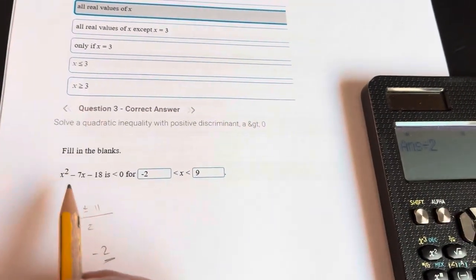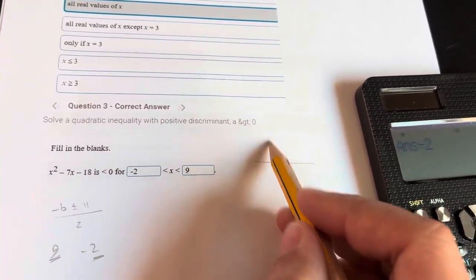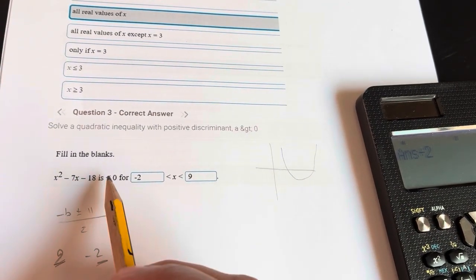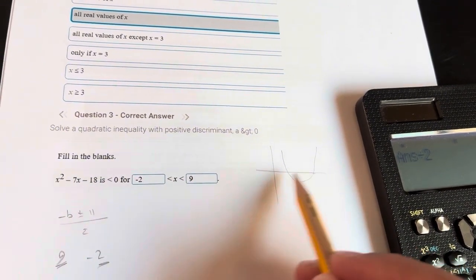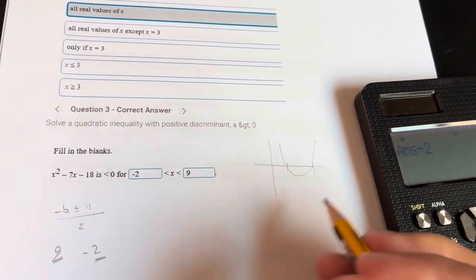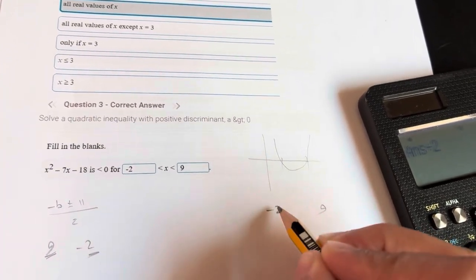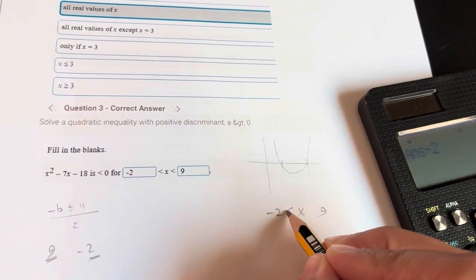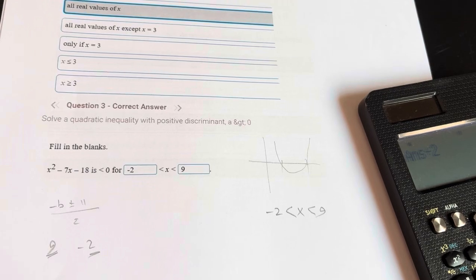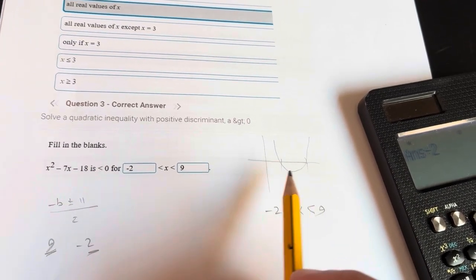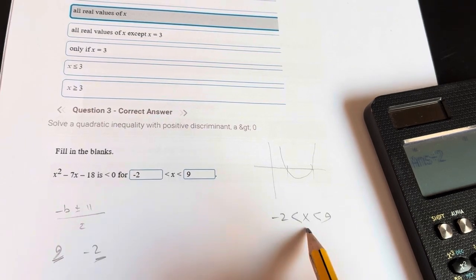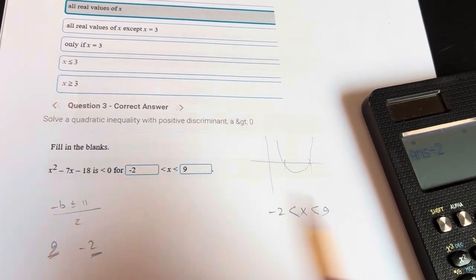So my roots are 9 and minus 2. He wants a positive, so your curve is like this. He wants the range which is less than 0, so it is between here and here. So it's between the two roots, which are minus 2 and 9. x is between them. There is no equal, so he didn't ask when it is equal to 0. He only needs what is less than 0. So it is less than 0 for all the values of x greater than minus 2 and less than 9.